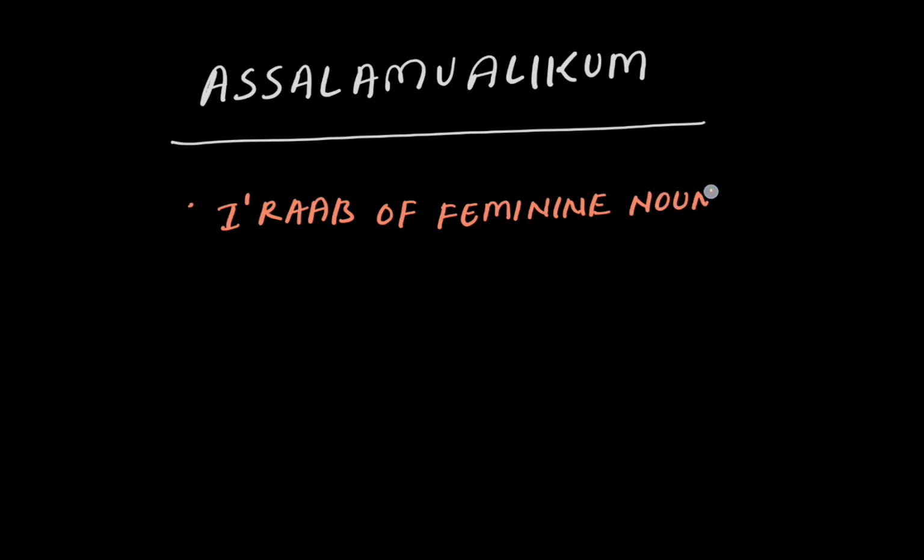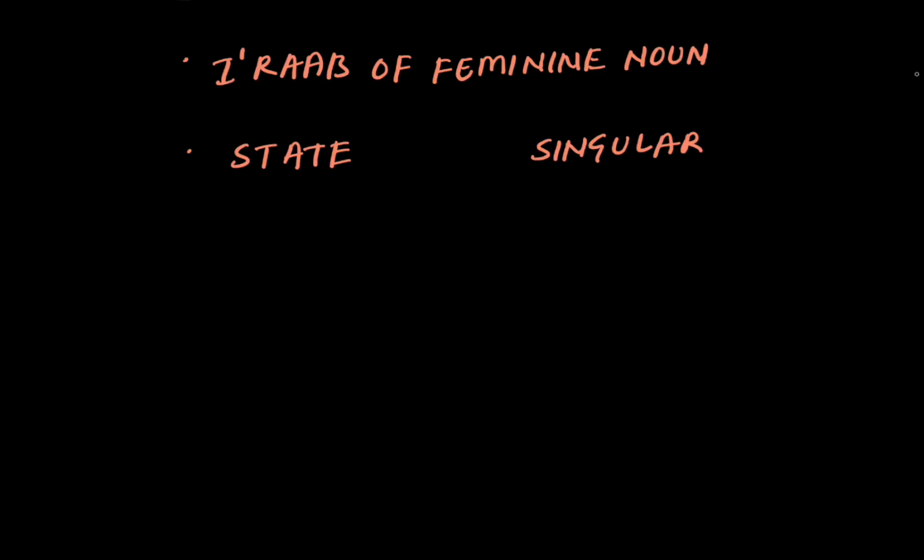In today's class, we will learn about i'rab of feminine nouns, both in singular, dual, and plural feminine nouns. In i'rab of feminine nouns, we have three states similar to the masculine nouns, that is the marfu state, mansub state, and the majrur state.